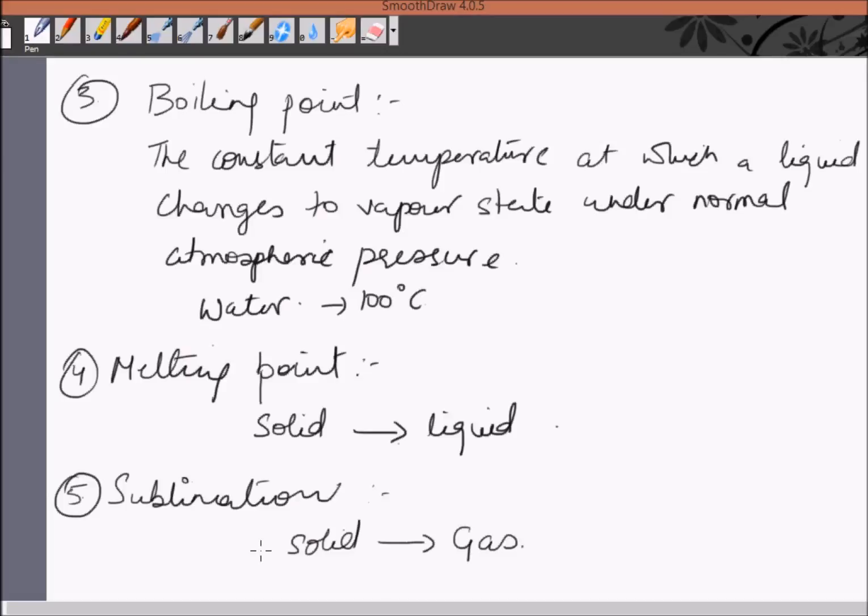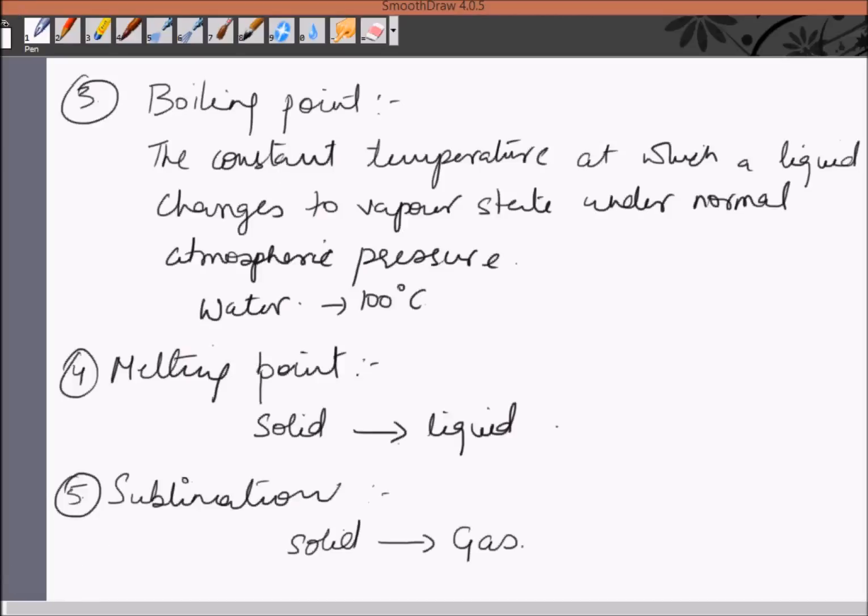A solid formed by the vapors of the substance that sublimes is called the sublimate of that substance. Thus, the solid formed by the vapor of, for example, ammonium chloride, iodine, camphor, or naphthalene balls you can see in your household products. They are the naphthalene balls we use to put into the woolen clothes. They are actually the sublimate substances which directly change into the vapor state.